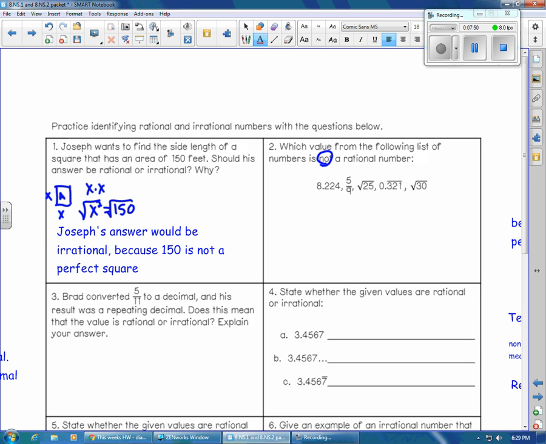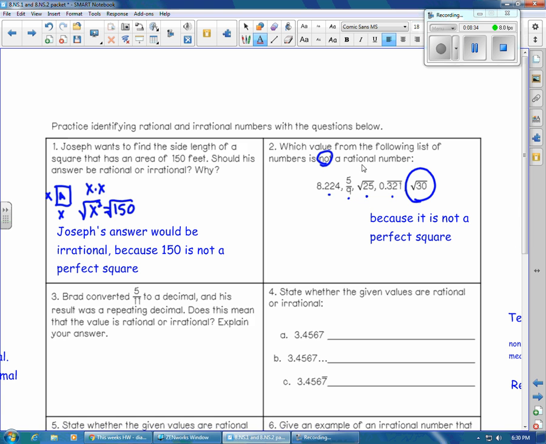So we're looking for not a rational number. The first one, 8.224, is a terminating decimal. Terminating decimals are rational. 5/9, that's already a fraction. We know all fractions are going to be rational. Square root of 25, 25 is a perfect square, so that one's going to be rational. 0.321 repeating. Repeating decimals are rational. Square root of 30 is the one that does not belong with the others because 30 is not a perfect square.